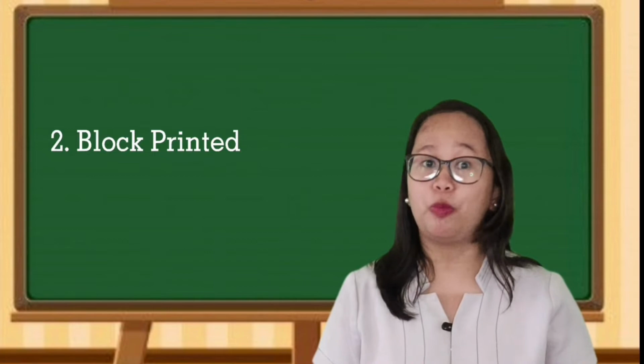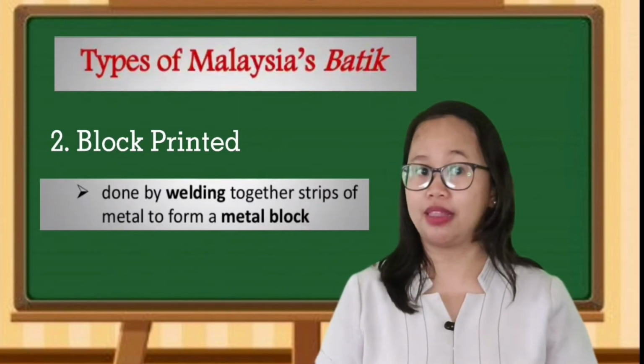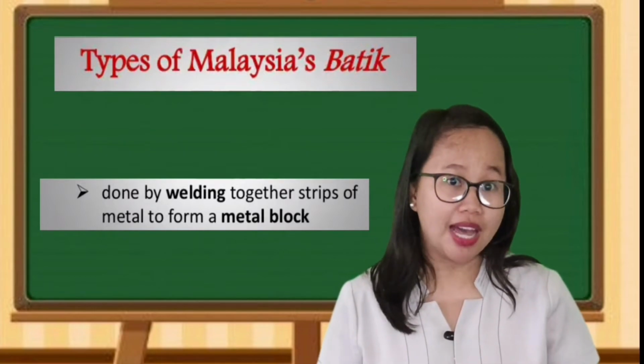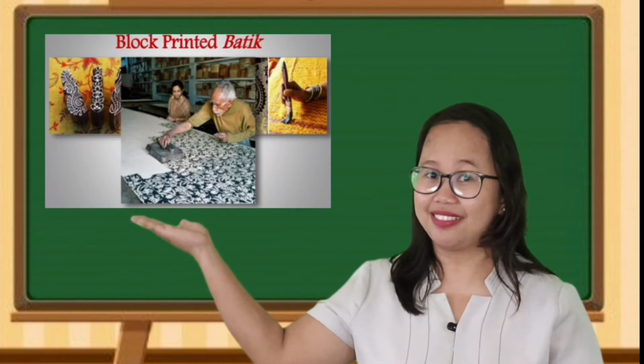Second one is block printed. It is done by welding together strips of metal to form a metal block. Here is example of block printed batik.